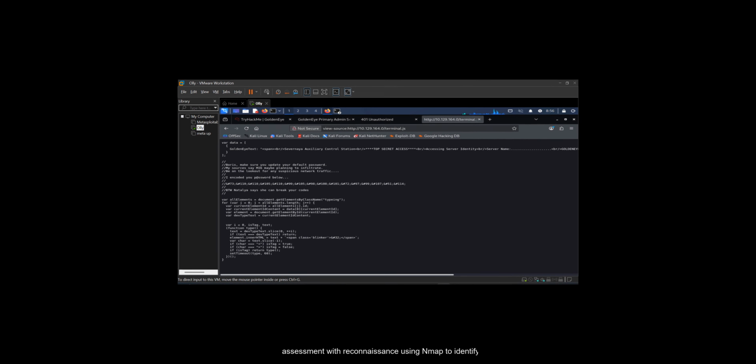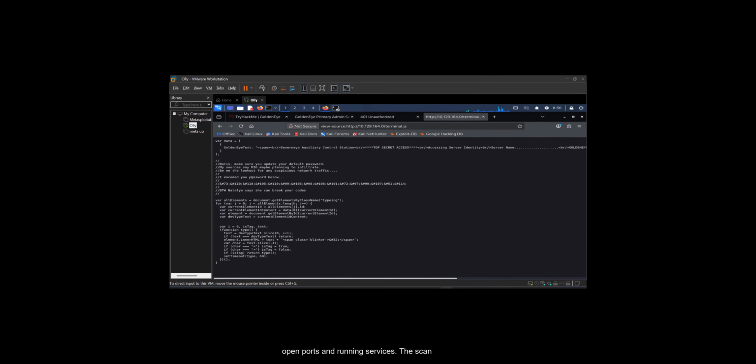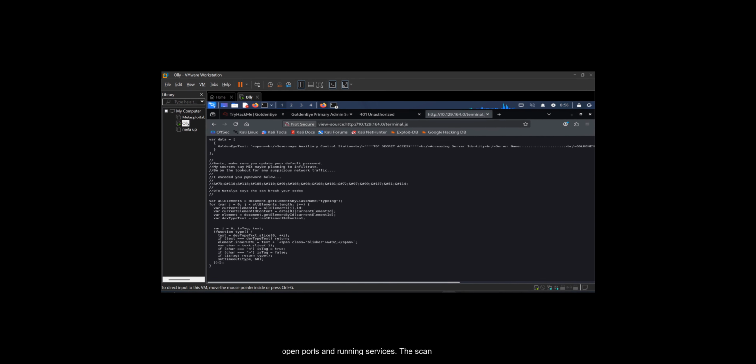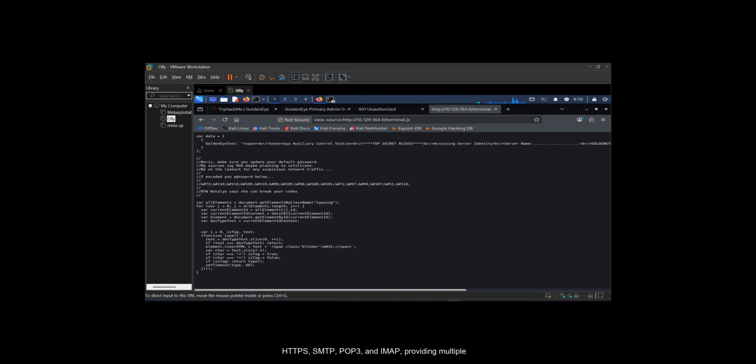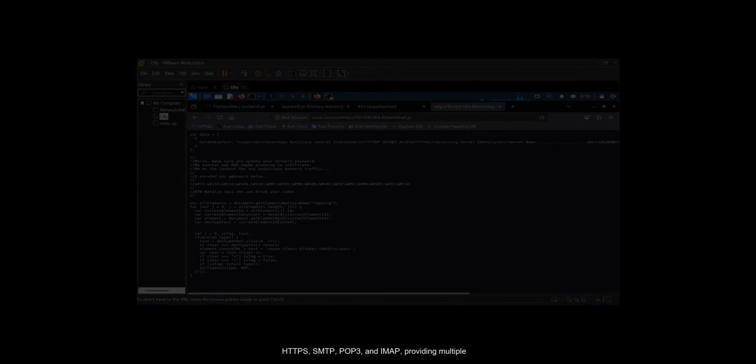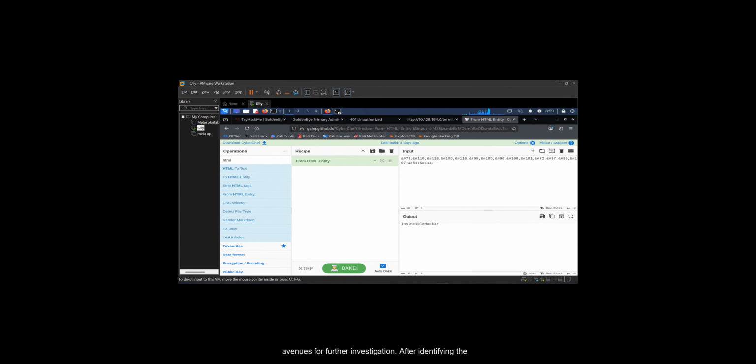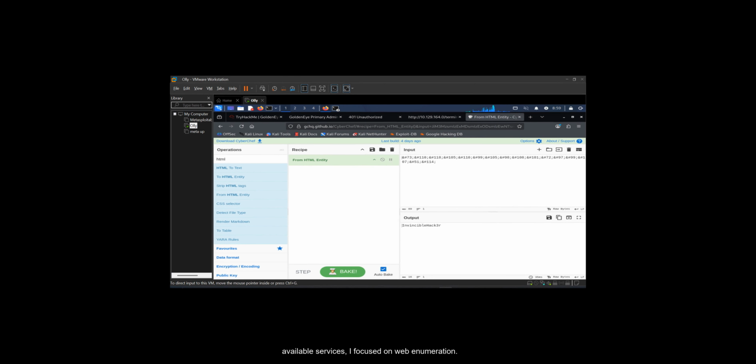I began the assessment with reconnaissance using Nmap to identify open ports and running services. The scan revealed several interesting services, including SSH, HTTP, HTTPS, SMTP, POP3, and IMAP, providing multiple avenues for further investigation.